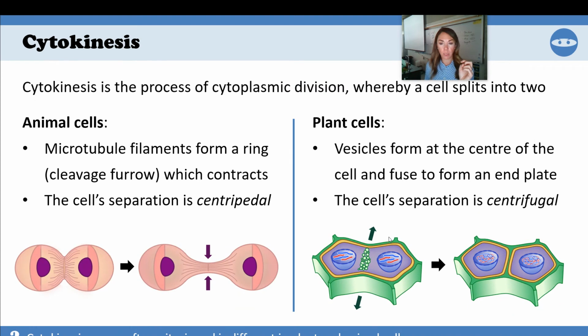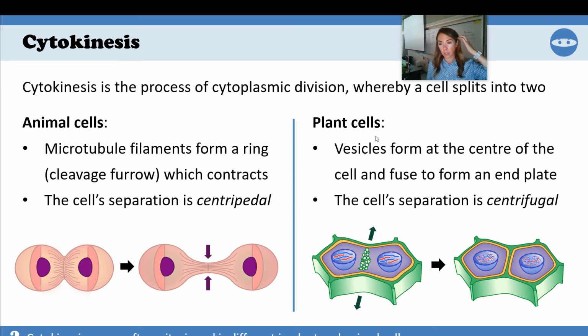Okay. Here's cytokinesis. It looks a little bit different from animals and plant cells, so make sure you write that down, right? So we've got cytoplasmic division here. Cell splits into 2. So the microtubule filaments, which form the ring right here, right? It kind of contracts together and creates the 2.